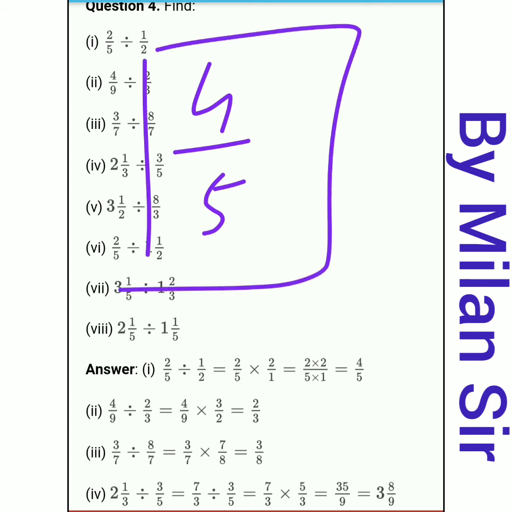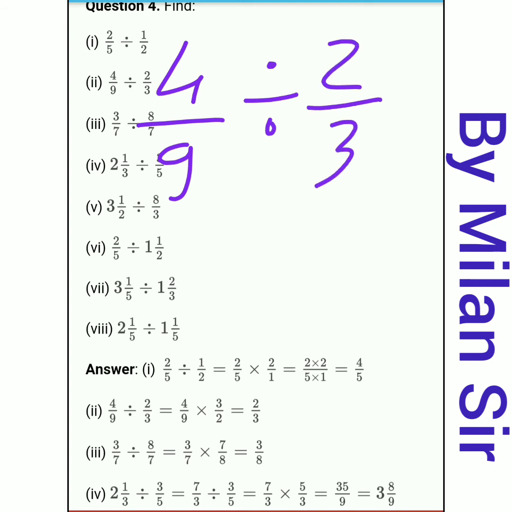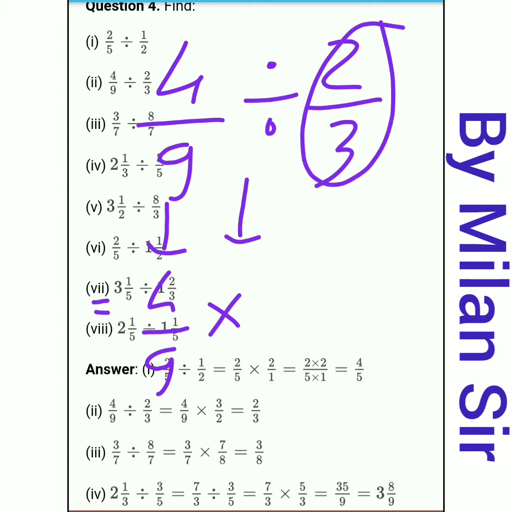Okay, 4 by 5. Then second question, 4 by 9 divided by 2 by 3. Now our first number remains as it is, 4 by 9. Then this division becomes multiplication, and in the second number we need to take the reciprocal. So 2 by 3 becomes 3 by 2. Again I am telling you, the first number remains as it is, we do not need to take LCM.